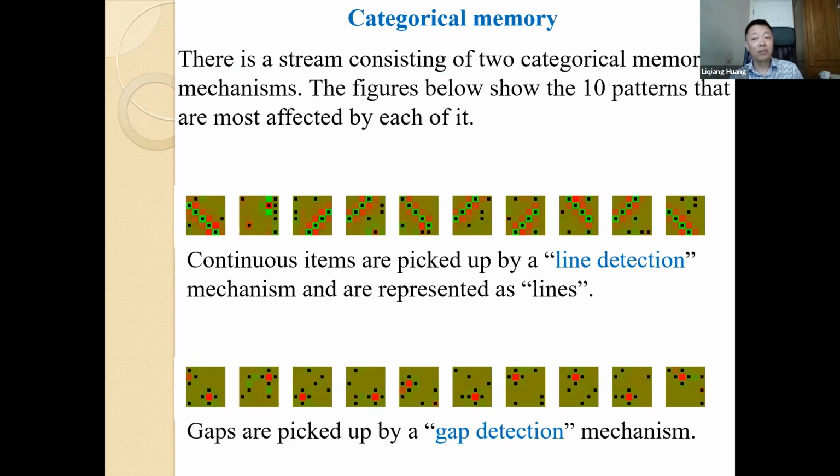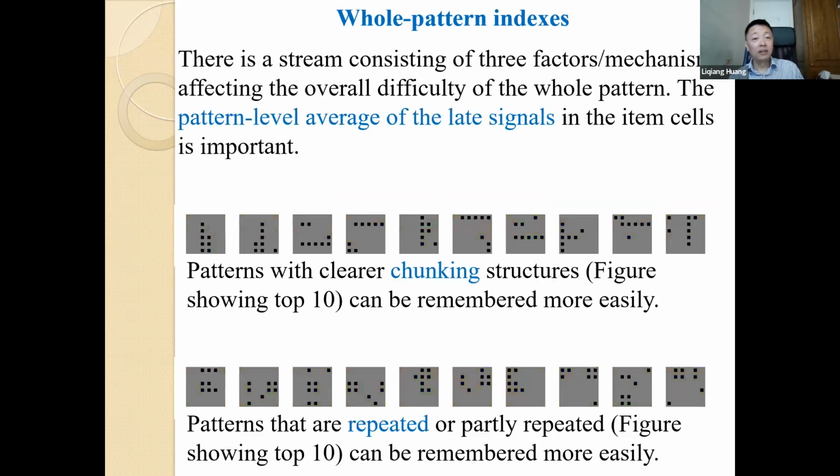In addition to that, we also have categorical memory. What is categorical memory? There are two particular mechanisms in this category. The first is line detection. The second is gap detection. With line detection, when you see a few items connected like a line, you remember that purposely, with a specialized mechanism as a line. And when you see a gap, you remember that as a gap, something like that.